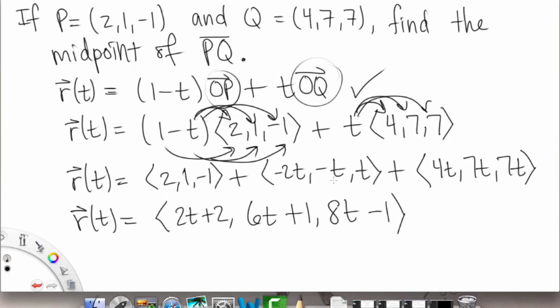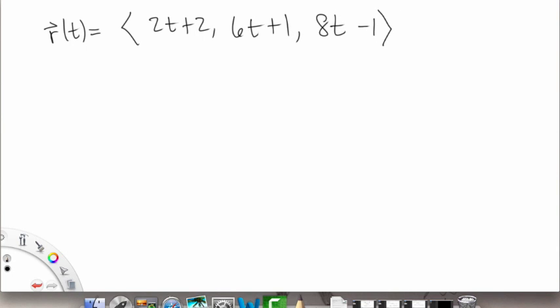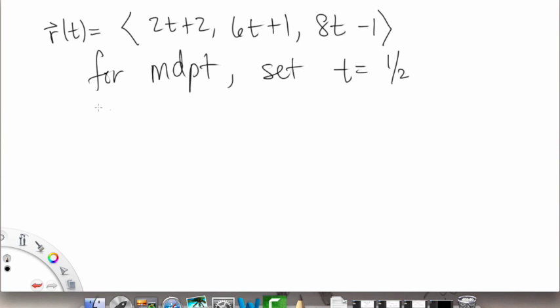And now we want to find the midpoint. Again, this is one of our special cases. So we're going to take this parameterization, I'll write it on the next slide. We have R of t equal to <2t + 2, 6t + 1, 8t - 1>. To find the midpoint, set t equal to 1/2. We're just going to plug in 1/2 for t, and this will give us our midpoint.